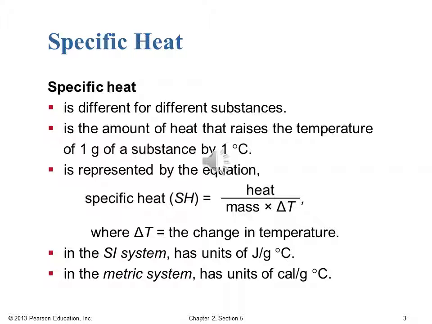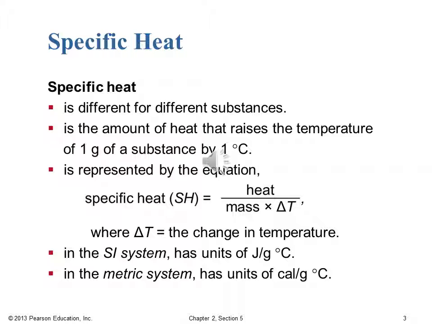It's defined as the amount of heat that raises the temperature of 1 gram of a substance by 1 degree Celsius. And I believe technically it's 34 to 35 degrees Celsius or something like that. It's even more specific a definition than we show here. It's represented by the equation specific heat, which is abbreviated in our text as SH, but you see it elsewhere with other abbreviations. And that's equal to heat divided by mass times delta T, where delta T is the change in temperature, T final minus T initial.